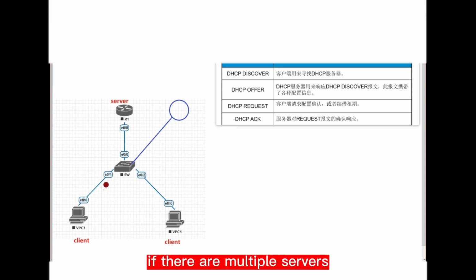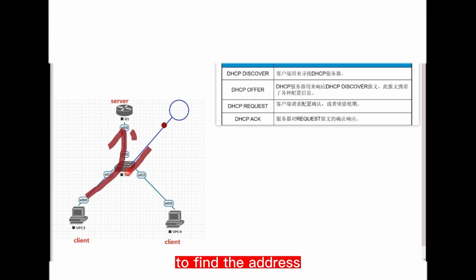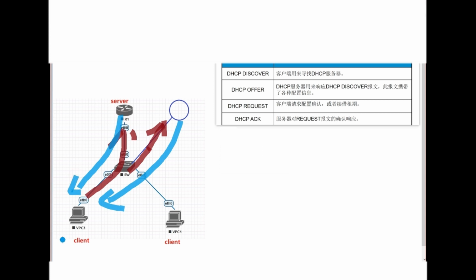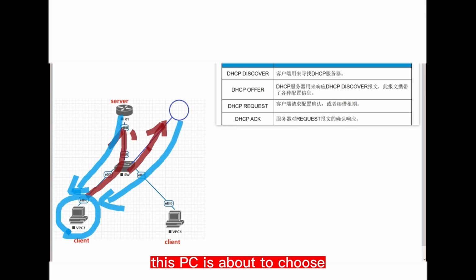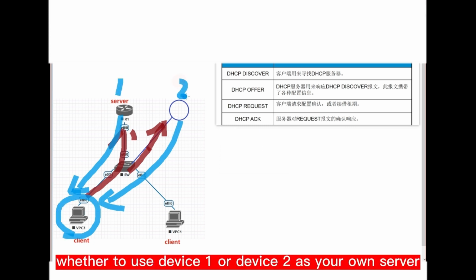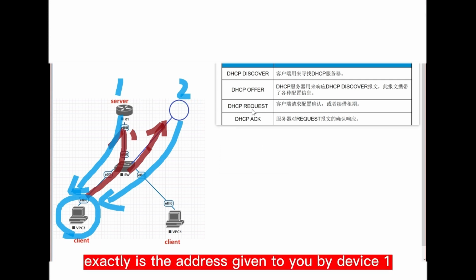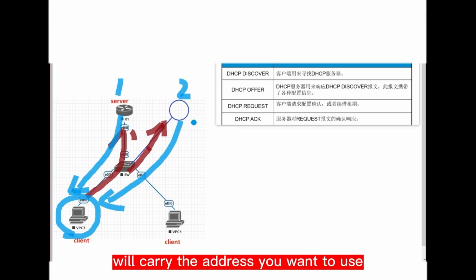If there are multiple servers, it will face a problem. When the PC sends a broadcast packet to find the address, both servers will receive it. As long as a server receives it, it will reply. Now the addresses offered to the PC are not the same. The PC is about to choose whether to use device 1 or device 2 as its server, and what exactly is the address given by device 1 or by device 2. So in this DHCP request, we carry the address you want to use and the server you want to choose.